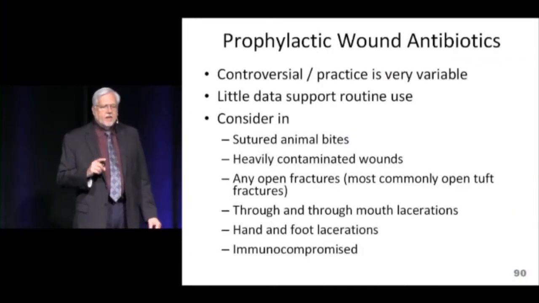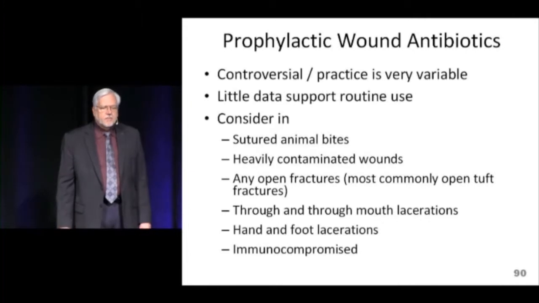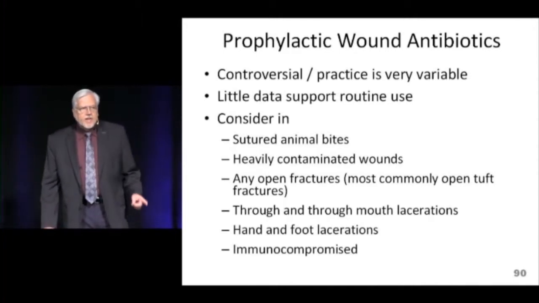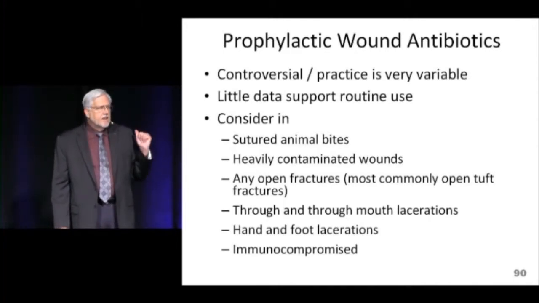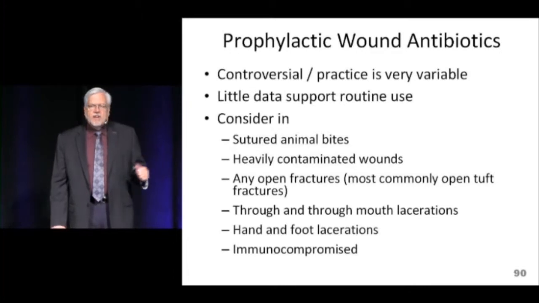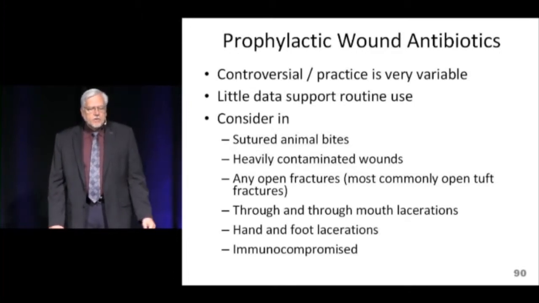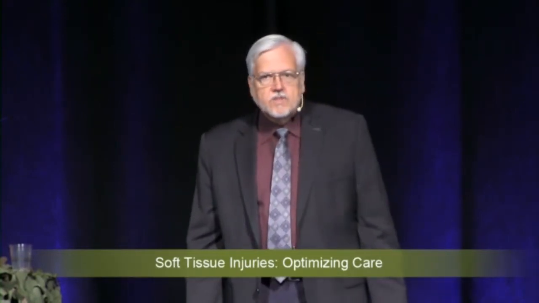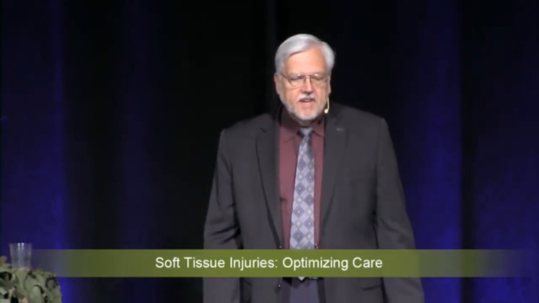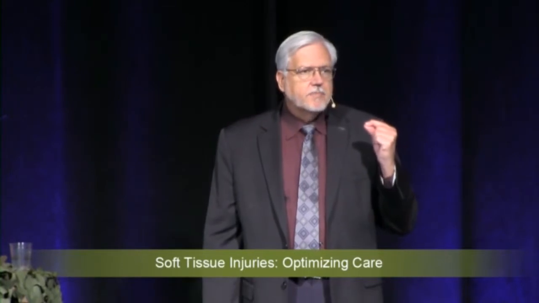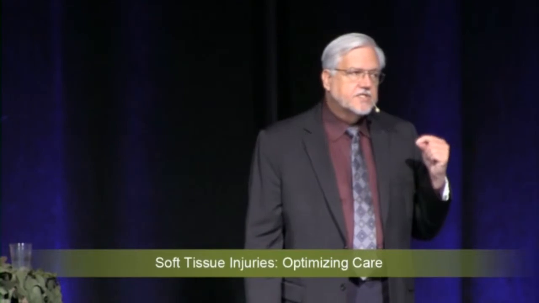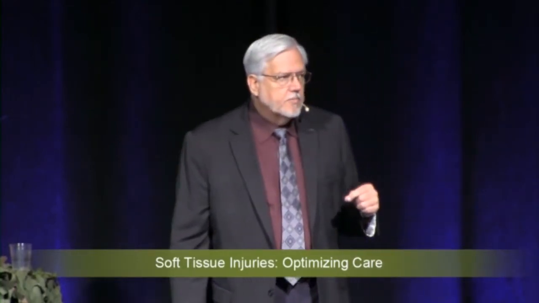Prophylactic wound antibiotics. There's a lot of controversy about whether we ought to be using antibiotics. There's little data to support their use, but perhaps we ought to consider using antibiotics in animal bites that we suture, obviously heavily contaminated wounds, open fractures, especially tuft fractures, to help avoid osteomyelitis, through and through mouth lacerations just because of the increased risk of infections there, hand and foot lacerations, and certainly those in the immunocompromised.